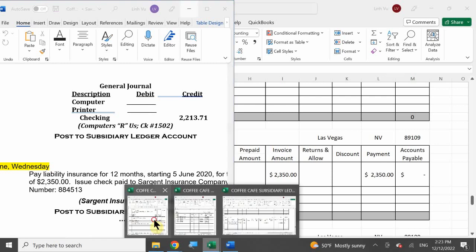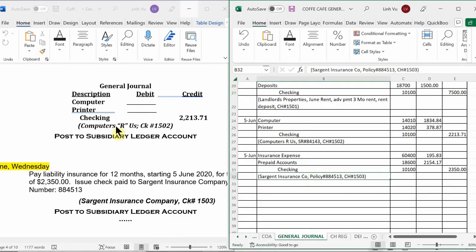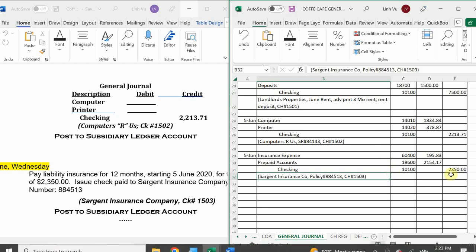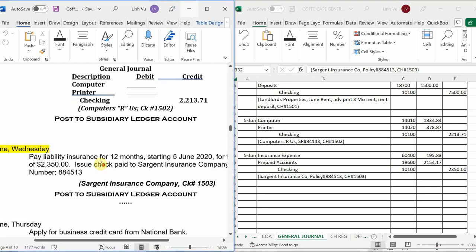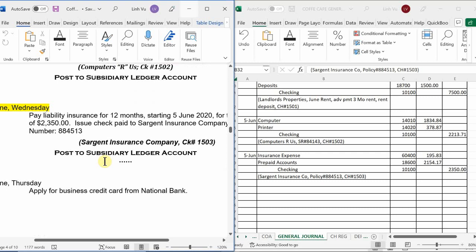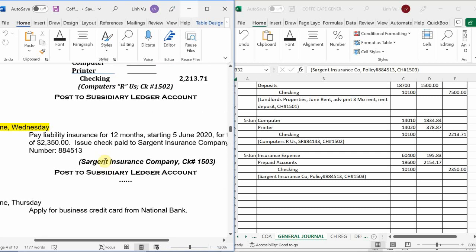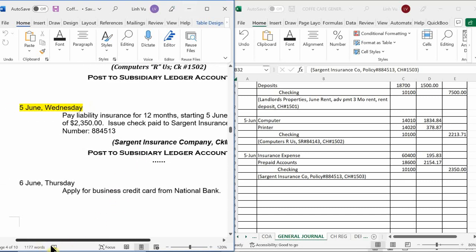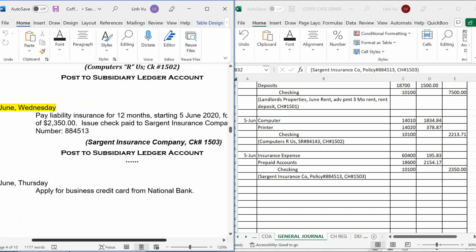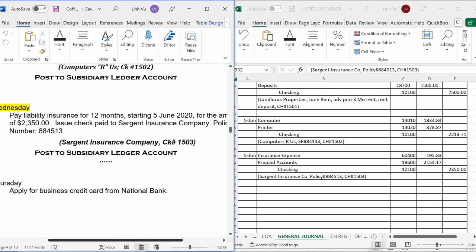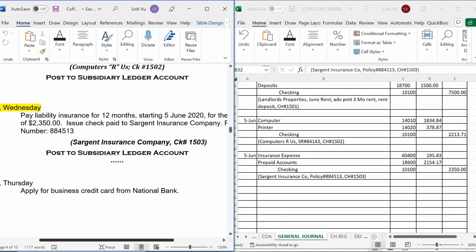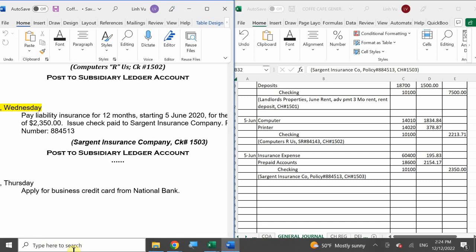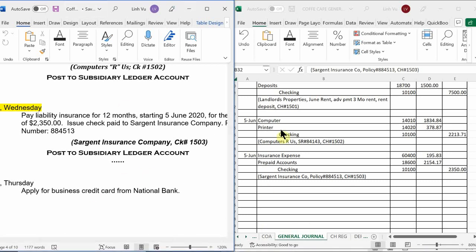Okay, so now that we posted from the journal, we updated our ledger, we updated our subledger. So now we can go ahead and move on to the next transaction. Okay? All right. So it says here it is finally Thursday, June 6th, and we applied for a business credit card through National Bank. Right? So is this a transaction that we need to record? Yes or no?